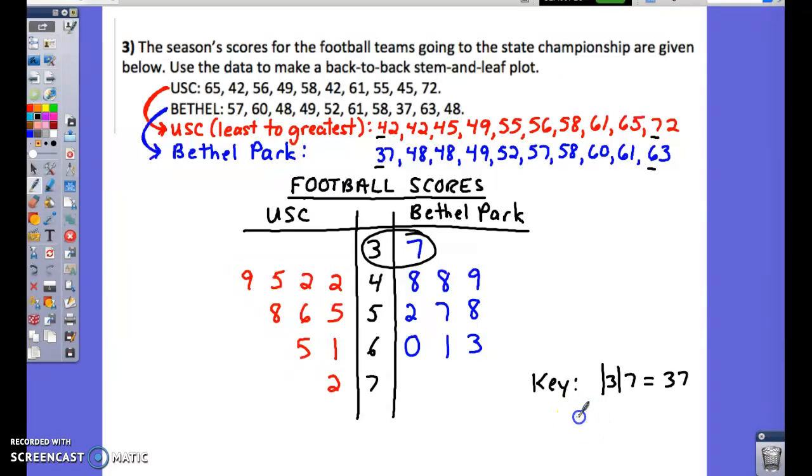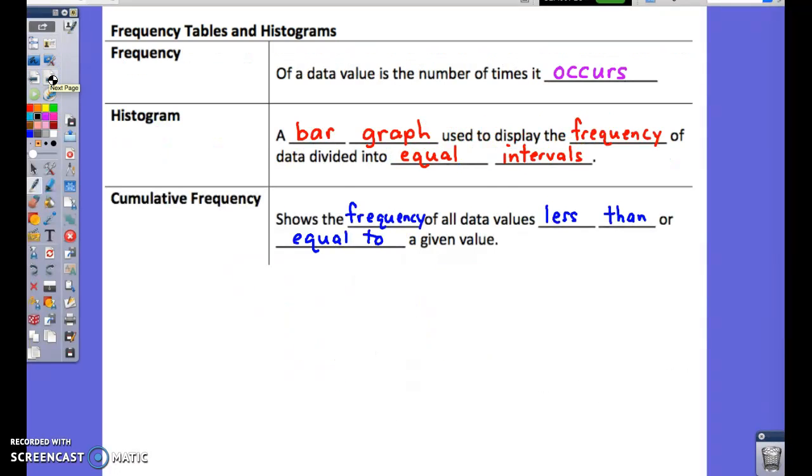And I'm going to put a second example here showing a 2 and then a 4 with a bar in it. That's representing the number 42, and that would be shown right here. So that's basically a completed stem and leaf plot. Now we're going to move on to frequency tables and histograms.